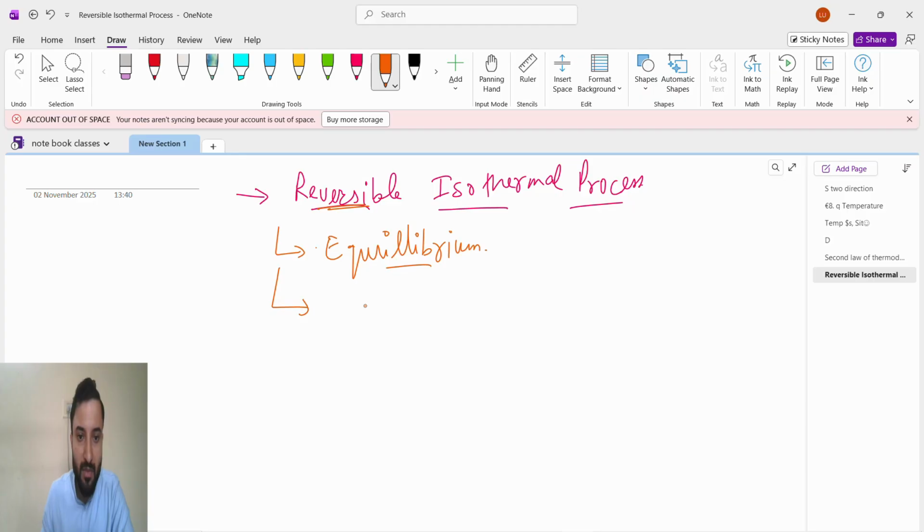At equilibrium, what will happen? Delta U is 0. We know at equilibrium everything is 0. So delta U is 0 at equilibrium. Then delta S total is 0 at equilibrium. And at equilibrium, expansion will happen.